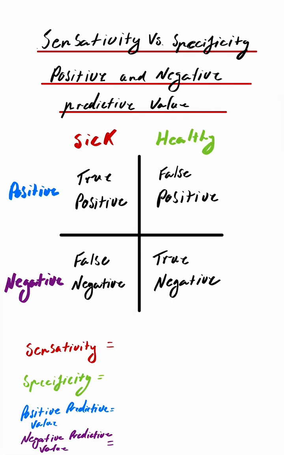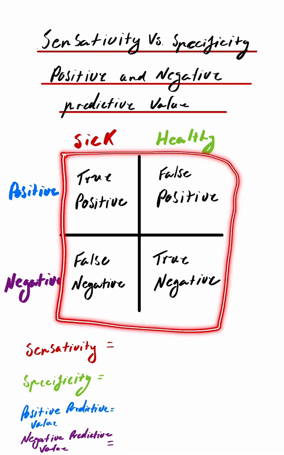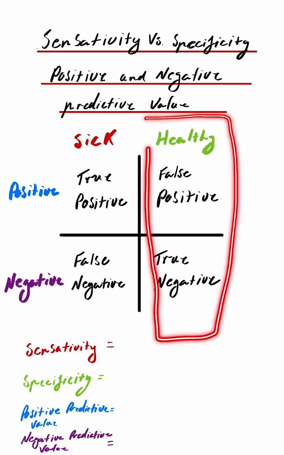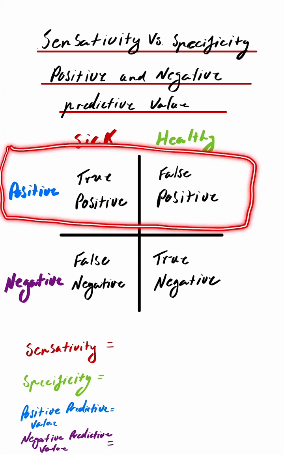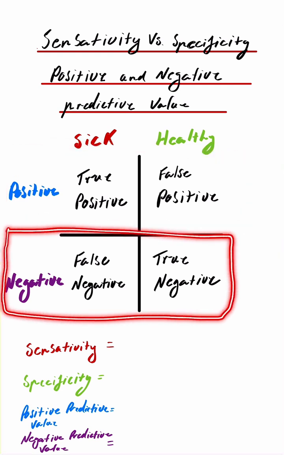Hey everyone, in this video we're going to talk about sensitivity versus specificity and positive and negative predictive values and how I remember what each of these mean. So the first thing you're going to do is draw a 2x2 table, and in this table on the left column you have sick people and on the right column you have healthy people. Then in our first row we have our test, so does the test come back positive? And then in the next row, I have negative.